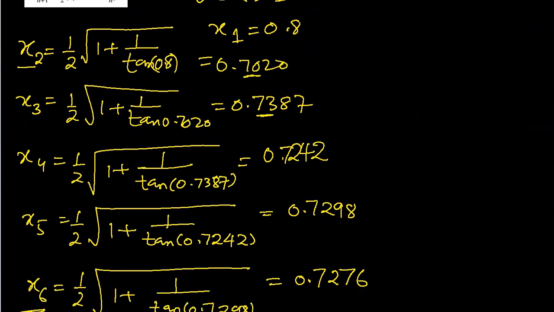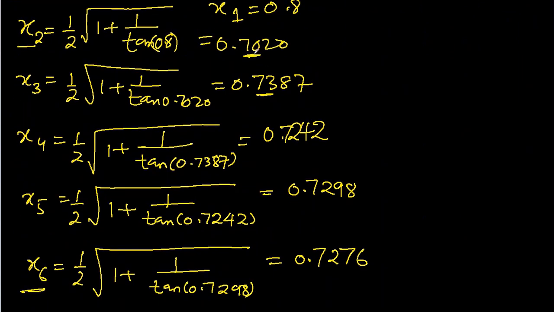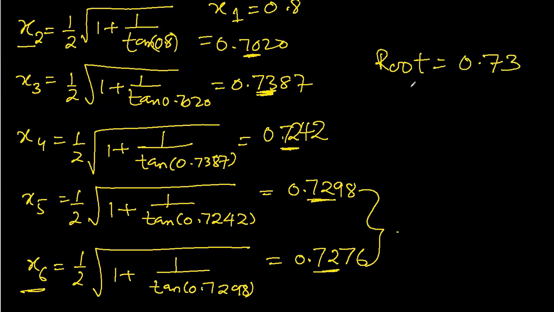So when I round off them, this is 70, this is 74, this will be 72, this is 73 and this is also 73. Whenever they become equal, we stop. So the root is 0.73 because here it is stabilizing.